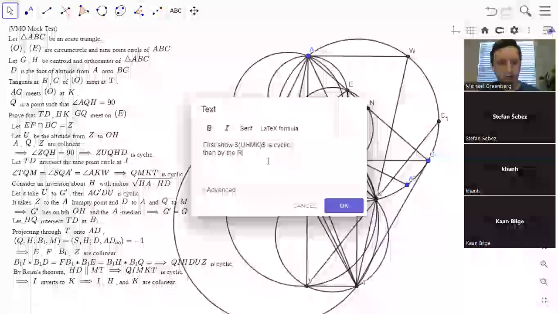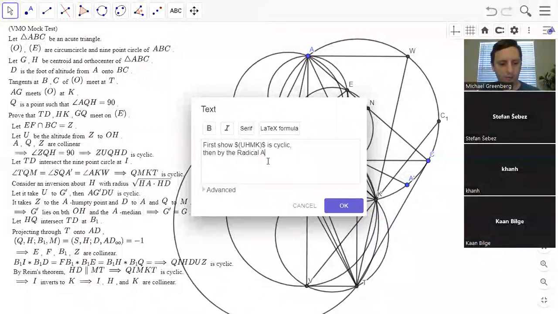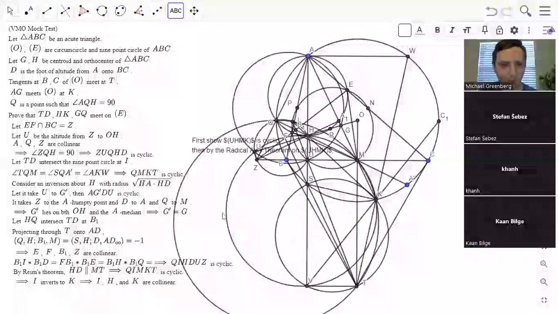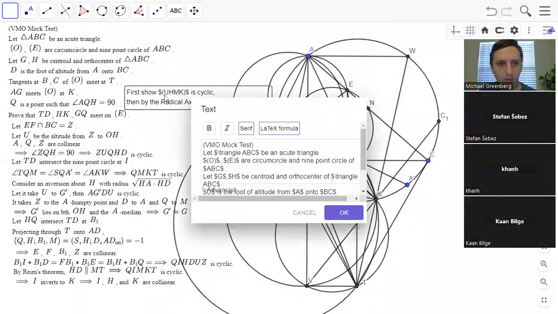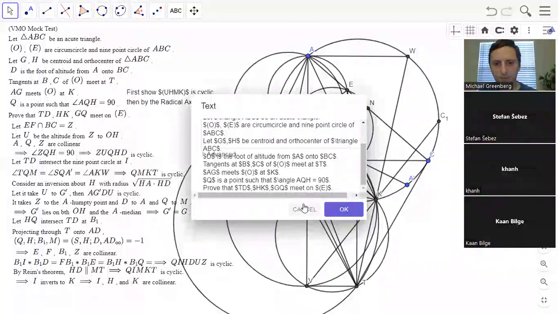Then by the radical axis theorem on UHMK, and then ZUQHT, oops.